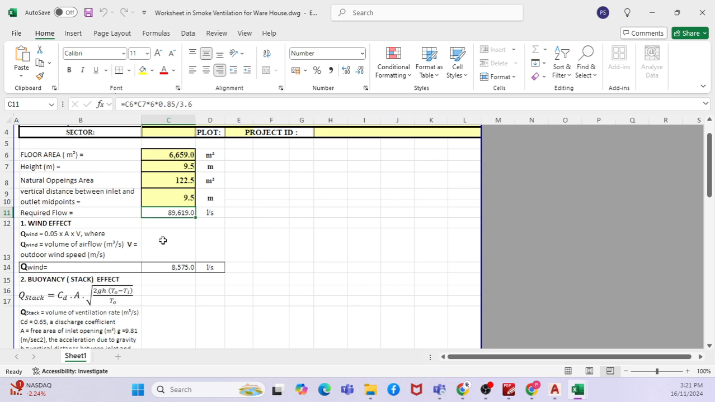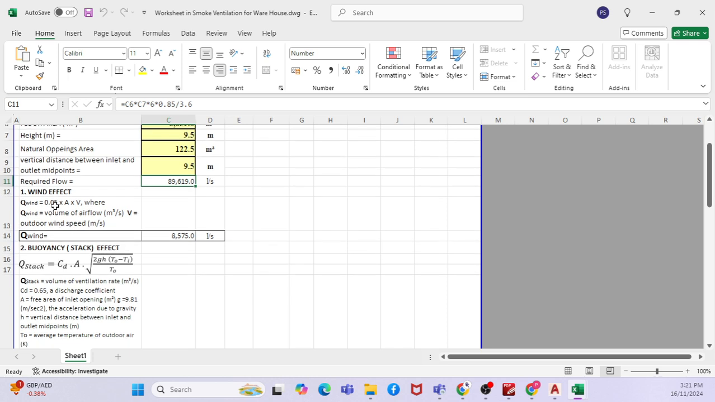I thought it was based on the wind effect formula you're trying to calculate. No, first you are going to calculate the 6 air changes per hour, right? What is the required airflow? Then, based on the wind effect, this is the equation. If you go to NFPA 92, you will find this equation: Q wind is nothing but 0.05 multiplied by area multiplied by V.